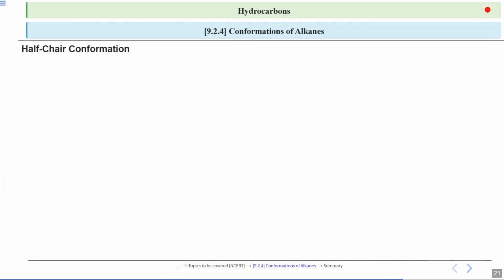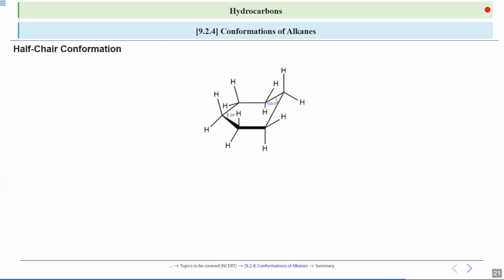Next, we have the half chair conformation, which is the most stable one. So this is, no, not the most stable one. The chair conformation is the most stable one. So this is the half chair form. What you can notice here is that one corner of the ring is lifted up, while the rest is staying flat. You can see here that the 5 members of the carbon chain are in the same plane, whereas one carbon is going upward.